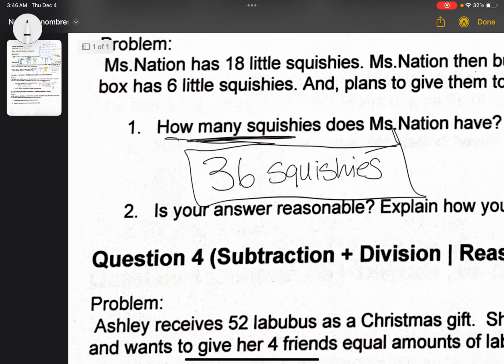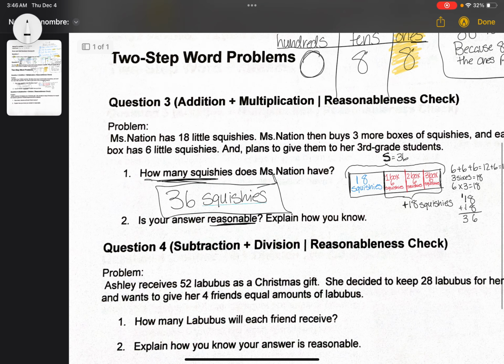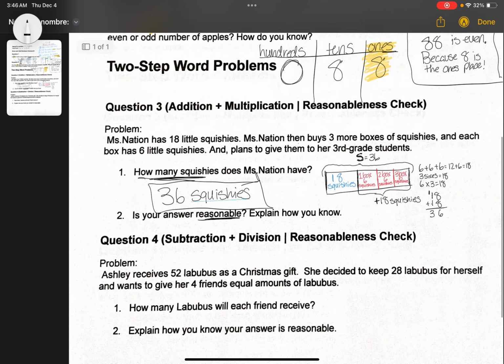Now, we need to check if our answer is reasonable. That's our next problem. Now, do not freak out. Do not fret. Do not be like, Miss, when do we do that? I never saw it before. What's reasonable? Guys, you're literally just rounding. We are rounding. That's it. Period.